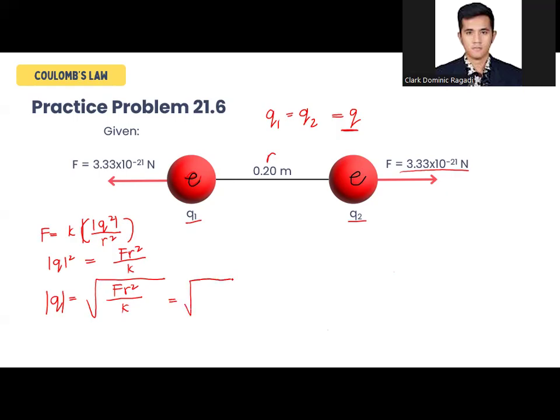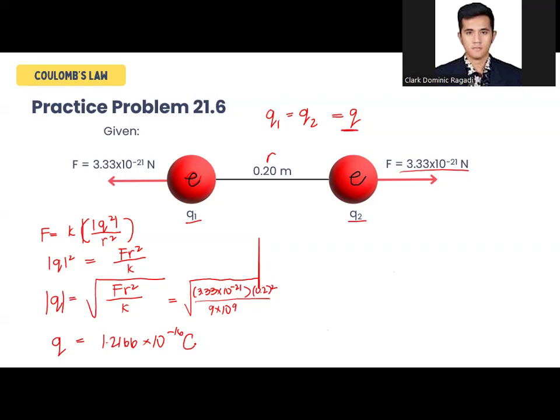Okay, so let's input our data. We know the force is equal to 3.33 times 10 to negative 21, and our distance is 0.2 squared. And our K, we know that is approximately equal to 9 times 10 to the power of 9. So we can now calculate for our Q. That would result to 1.2166 times 10 to the power of negative 16 coulomb.